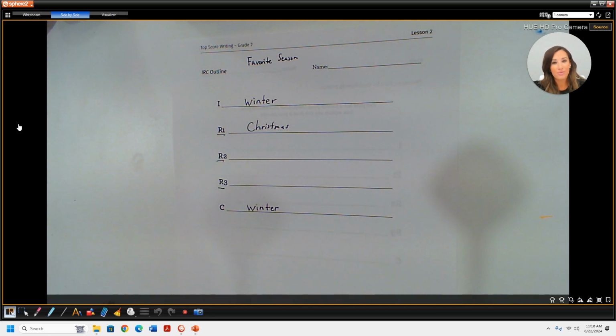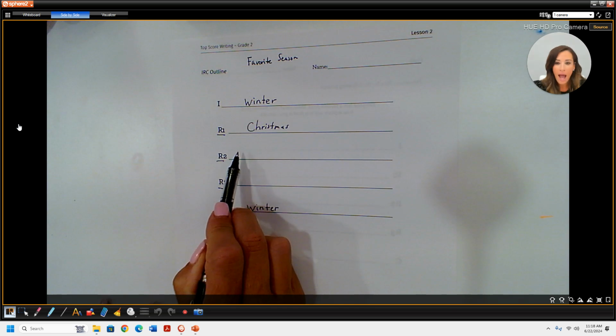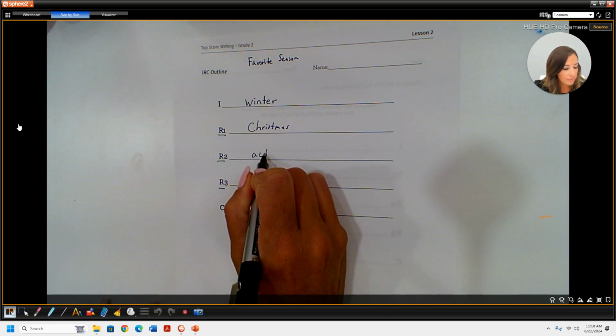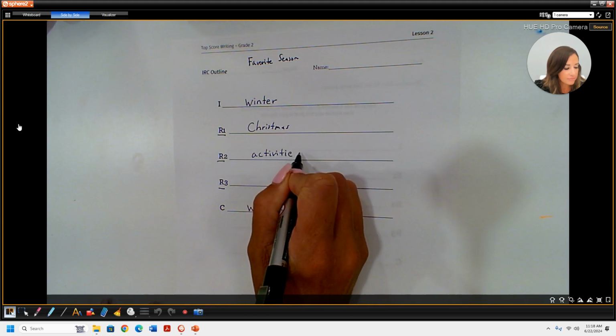Another reason I love winter is because of all the special activities that happen during winter. There's hot chocolate, there's gingerbread houses, you can play in the snow. If you're in a state that doesn't have real snow, sometimes they have fake snow. It's just a great time of activities. So instead of putting "I like all the activities," I'm just going to write activities.